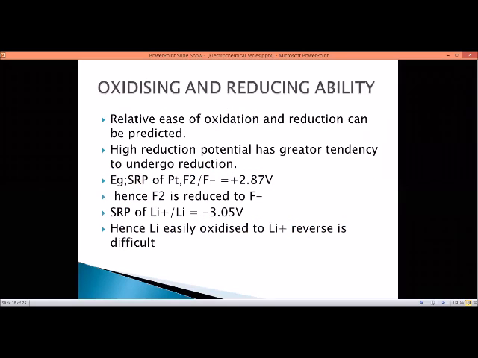So here in the electrochemical series, one thing we can know is that an electrode with a high reduction potential will have a greater tendency to undergo reduction. Let's take one example. I have a platinum metal which is in contact with fluorine gas and fluoride ions. So what is happening here? The fluorine F2 is getting reduced to F negative, okay, because its SRP is what?